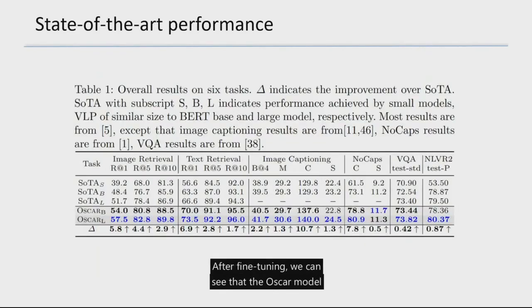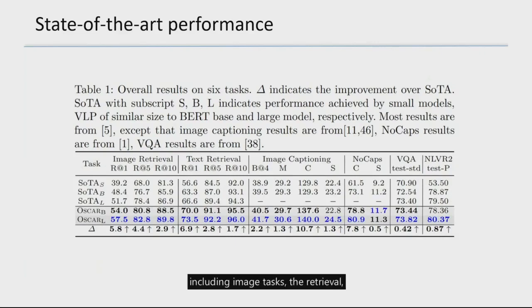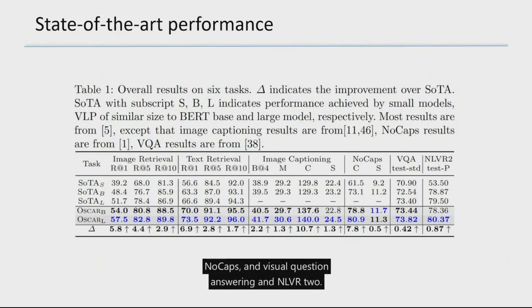After fine-tuning, we can see that the OSCAR model achieved new state of the art on six different downstream tasks, including image-text retrieval, image captioning on COCO and nocaps, visual question answering, and NLVR2.